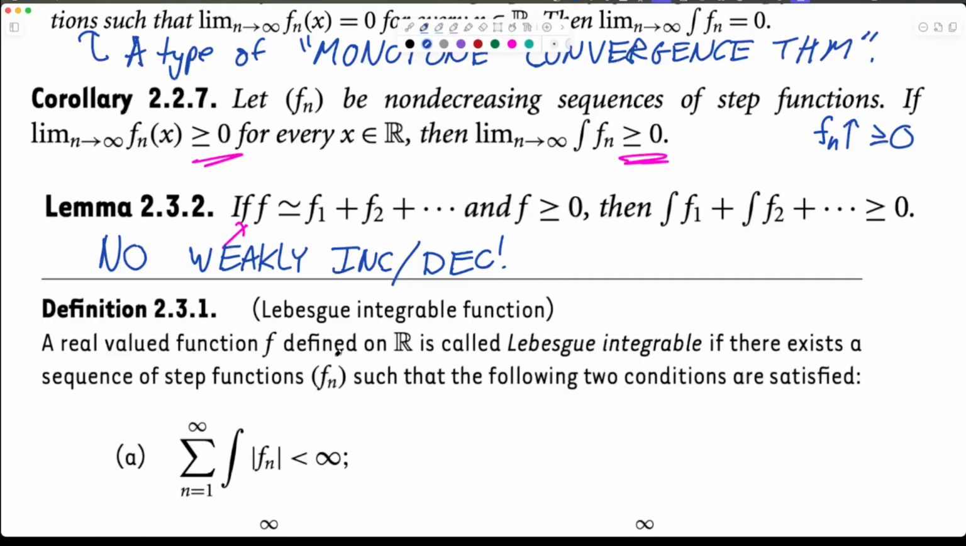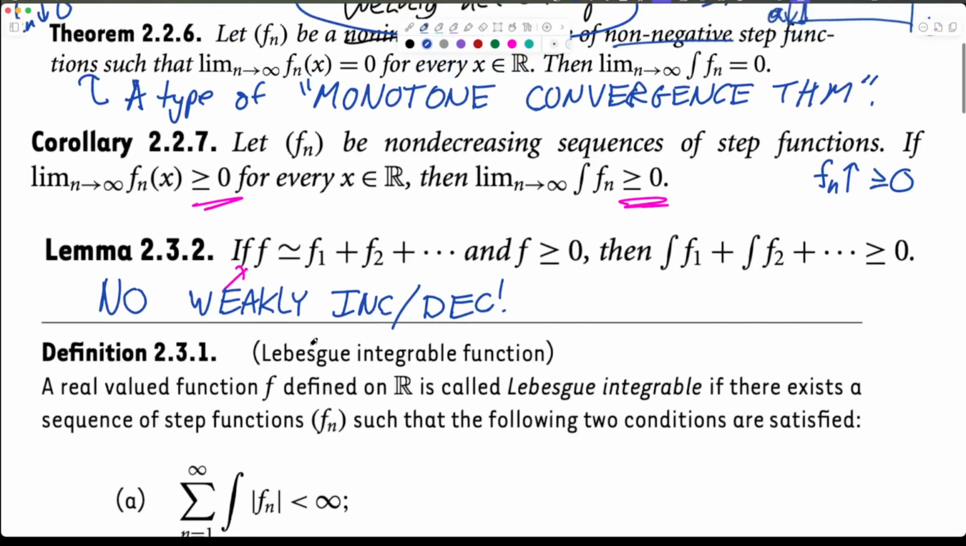Okay, but it says the same thing, right? So if f is kind of an infinite limit of the fn's, then the integral of the fn's has to be greater than 0. So if f is greater than 0, then the integral of the fn's sums up to something greater than 0. That's the idea. That's the big picture stuff.